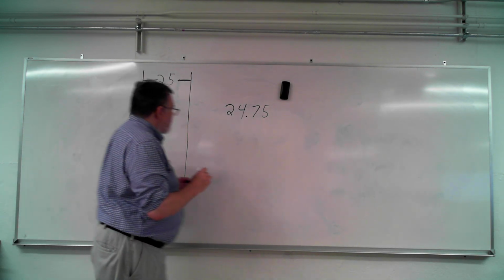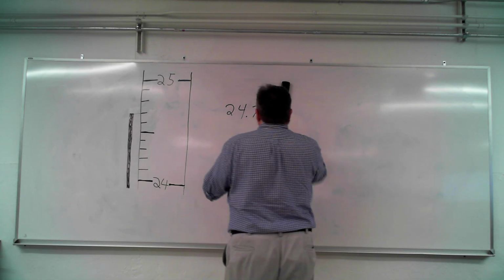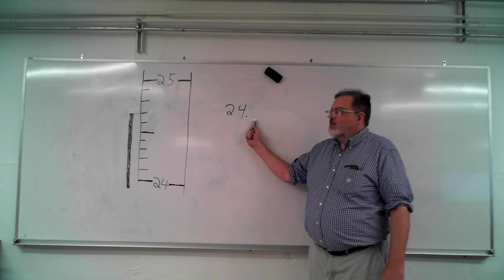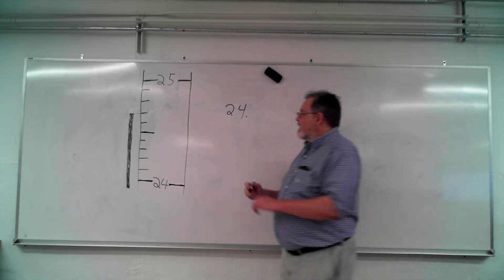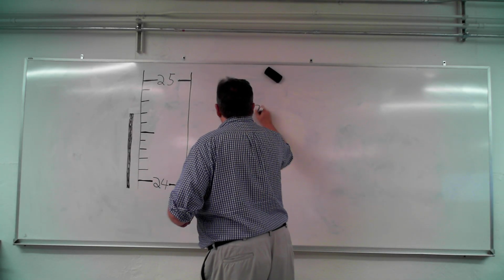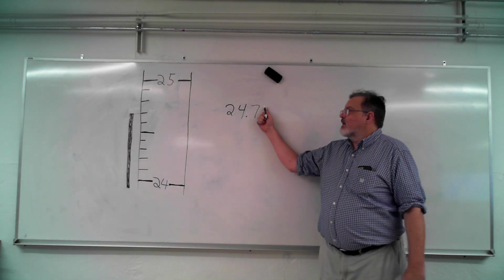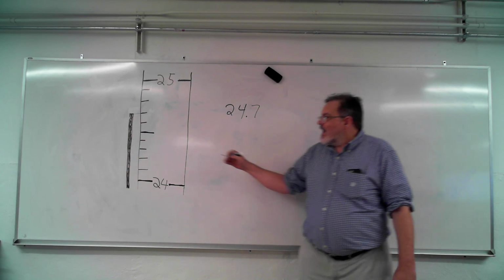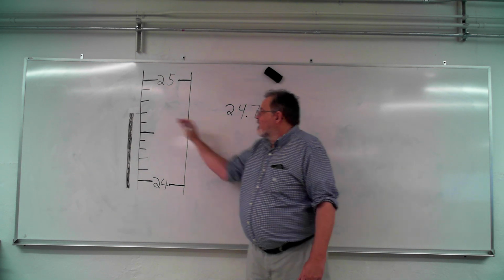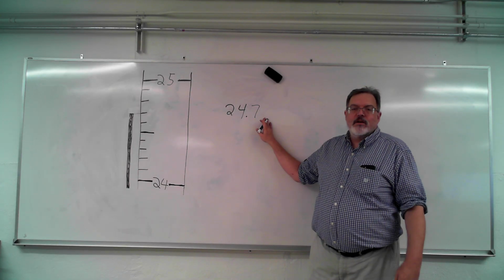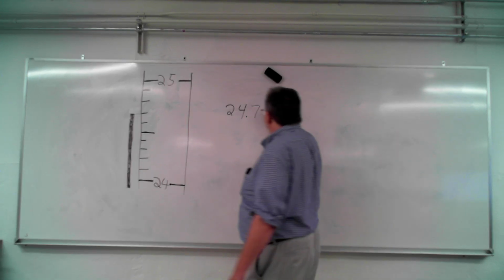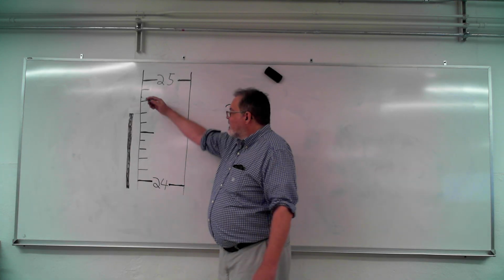If that was the length of my bar, I'm still going to say 24. And what's the next digit? Still a 7. And here's where these trailing zeros, as we'll call them, arise. Just the fact that it lines up with this line, we're not going to throw away this digit, but we're not going to put a 1 there, or a 2 there, or a 3 there. We're going to put a 0 there, because it's kind of lined up right on the line.